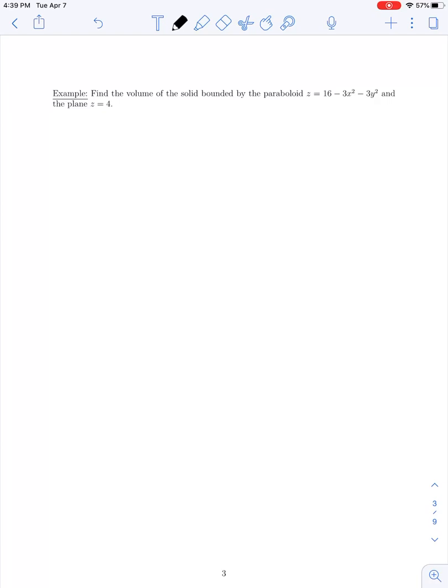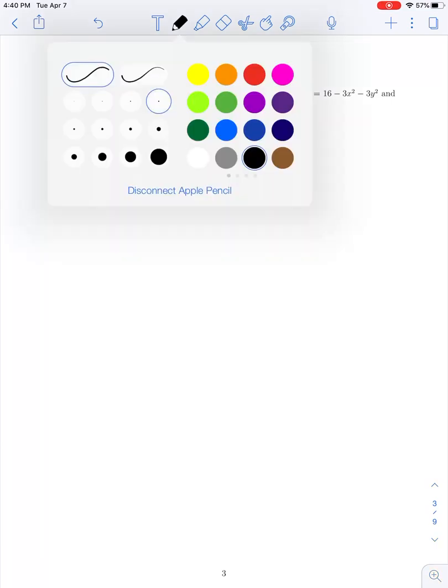In this next one, we are asked to find the volume of the solid bounded by the paraboloid z equals 16 minus 3x squared minus 3y squared, and the plane z equals 4. So let's try to visualize this solid region that we're describing.